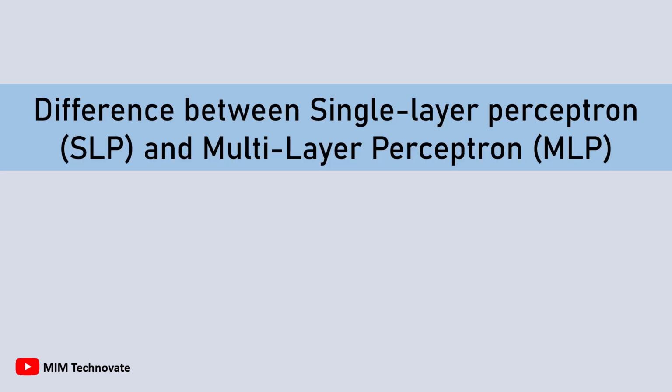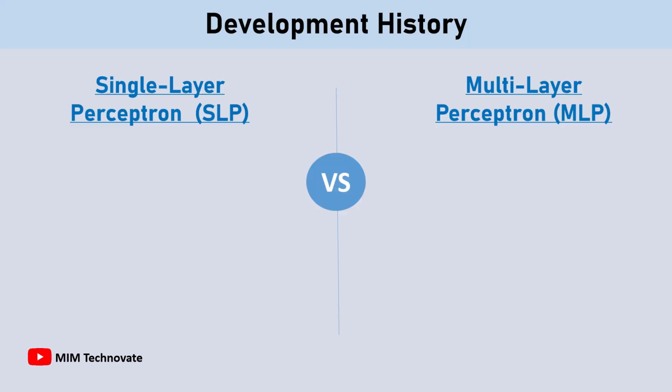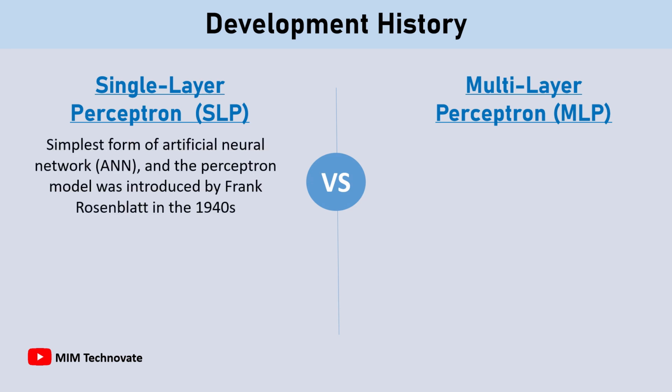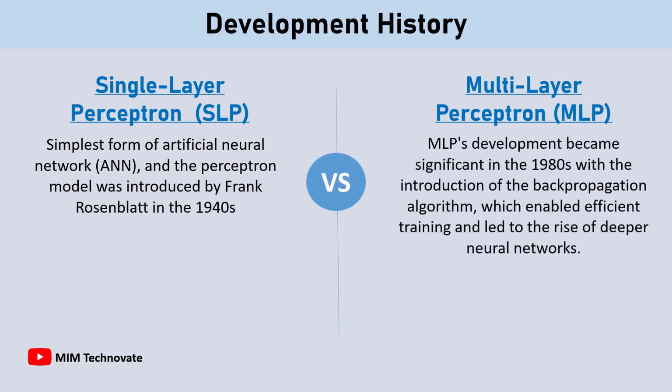Difference between Single-Layer Perceptron, SLP, and Multi-Layer Perceptron, MLP. Development history. SLP is the simplest form of artificial neural network, ANN, and the Perceptron model was introduced by Frank Rosenblatt in the 1940s. While MLP's development became significant in the 1980s, with the introduction of the backpropagation algorithm, which enabled efficient training and led to the rise of deeper neural networks.